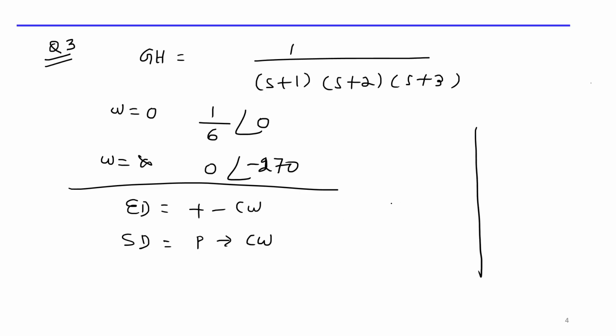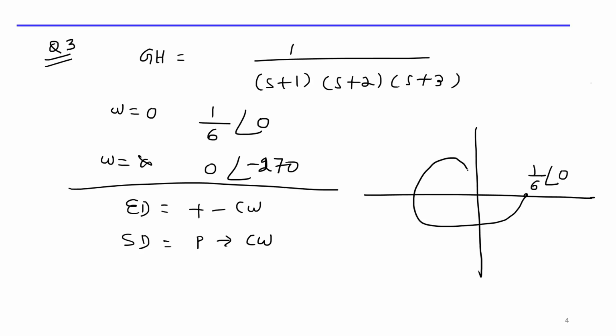Now you can quickly draw the polar plot. It will start at some point 1 by 6 at an angle 0, and it will move in the clockwise direction and reach minus 270. So like that you can go and come to 0, and reach the 0 point. This is minus 270 if you move in the clockwise direction. So this is the polar plot.